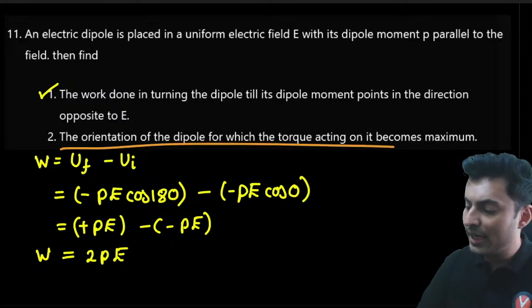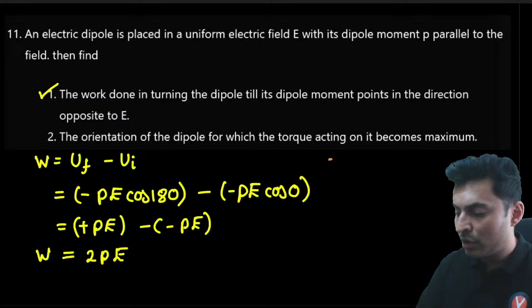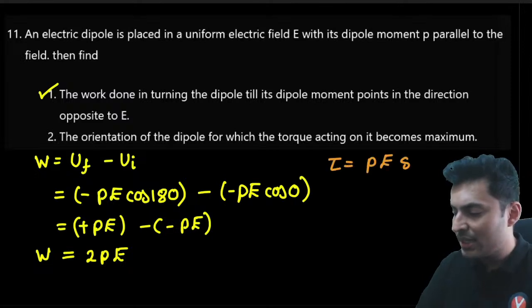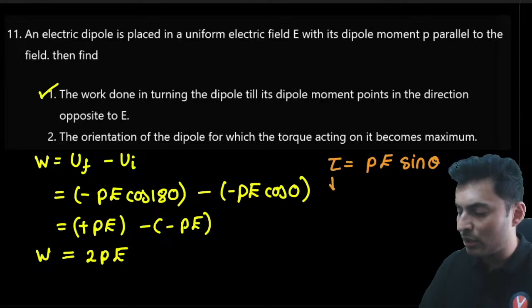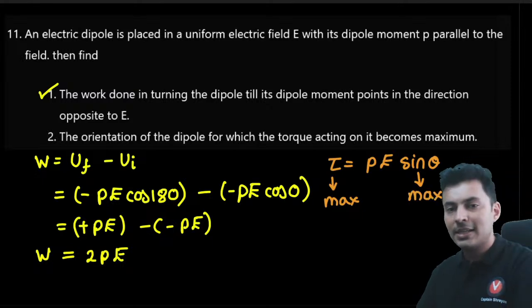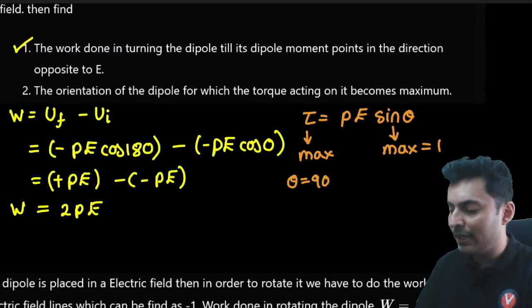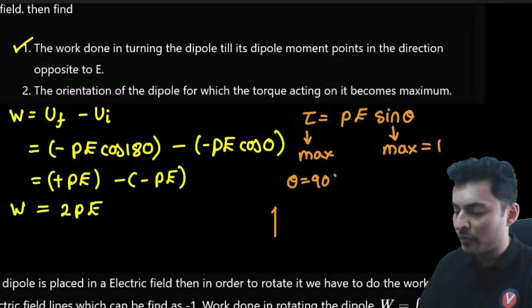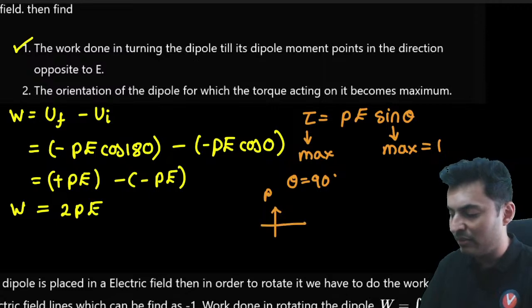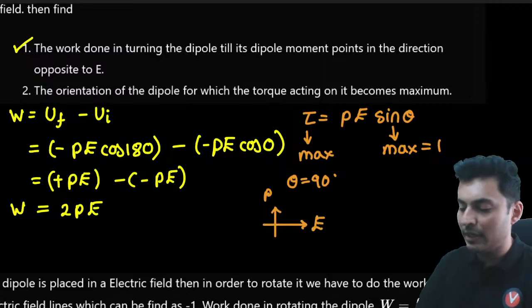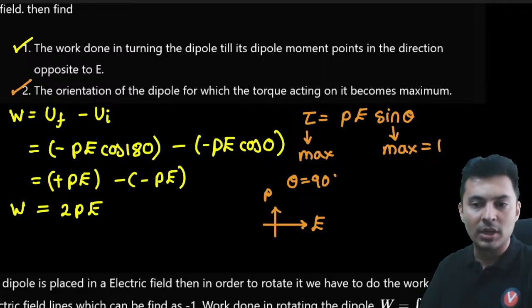Now, the orientation of the dipole for which the torque acting on it becomes maximum. Torque is given by, magnitude wise, PE sine theta. So for the torque to be maximum, sine theta has to be maximum, and the max value of sine theta is none other than 1. So that means theta will be 90 degrees. Then show the diagram also, that the torque will be maximum when the dipole moment is perpendicular to the field. So that completes question number 2.